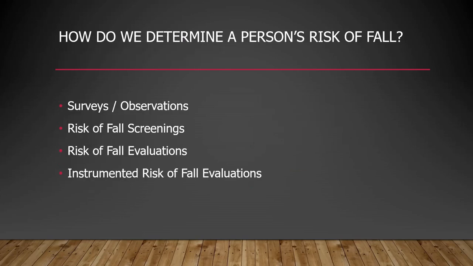How do we determine a person's risk of fall? There's really 4 unique categories. The first 2 are able to be done by the primary care practice, and that's surveys and observations and risk of fall screenings. And once they've detected a patient being at a risk of fall, then they would refer to the balance specialist, who would do the more extensive risk of falls evaluation and also instrumented risk of falls. And we'll go over these as we go along here.